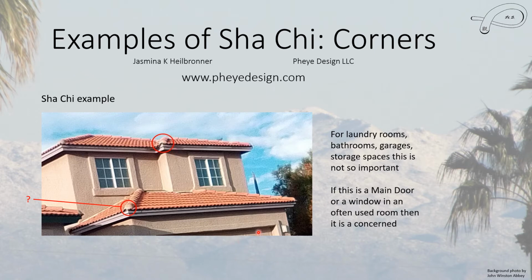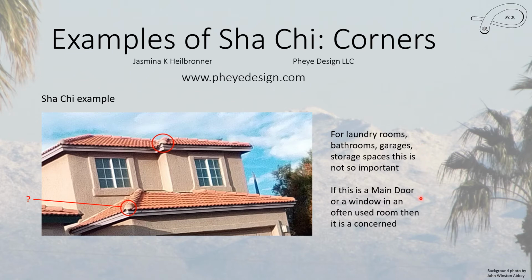Now, if this is the condition you have, and it's in a laundry room, a bathroom, a garage, a storage area, something like this, you don't have to worry about it. It's not going to affect you because this is not an important area of your house. So I wouldn't really be too worried about it. You can mitigate it if you really want to, but it's really not important.